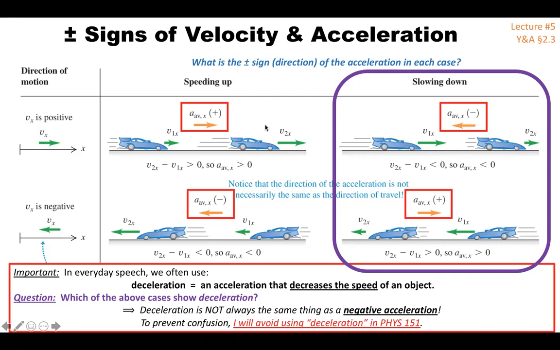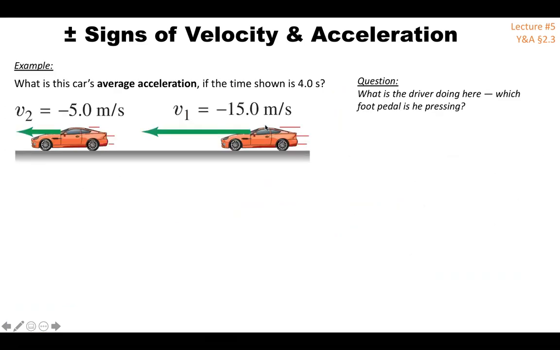I think it's time for another example. Let me give you a moment to try and apply our formula for average acceleration from the previous slide. If you can do it from memory, great. Hit pause now and try to calculate what this car's average acceleration is over this time interval. Let's assume that it's 4 seconds long, and there's initial on the right and final on the left.